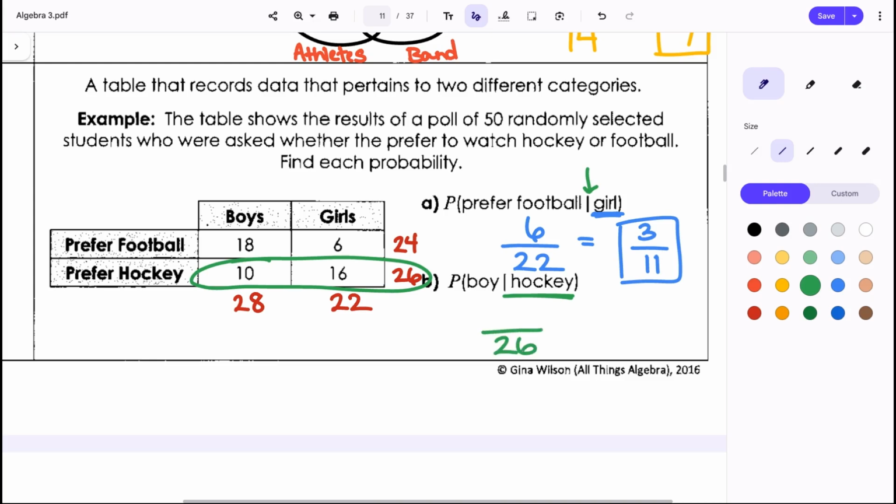26. Now in that row, how many of those that answered were boys? 10. So you put 10 over 26. And how does that reduce? Good. 5 over 13. You guys follow where I set those up, like how I got those numbers, why I'm setting it up that way? Okay, so let's flip the page over. We're going to do some more with these two-way tables.